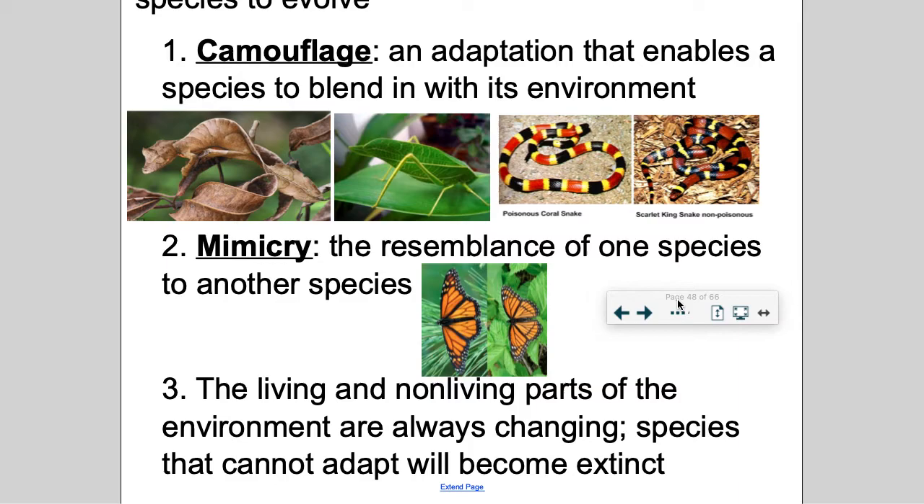Okay. So living and non-living parts of the environment are always changing, and if a species cannot adapt to their environment, they might become extinct. So can anyone think of some organisms that are struggling right now in their environment because it's going through rapid changes and they're not adapting fast enough? Polar bears. That's the big one, isn't it? Wow. Any others? Monkeys.